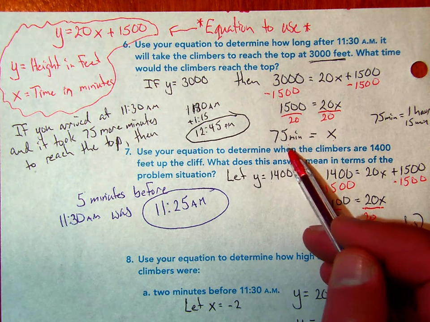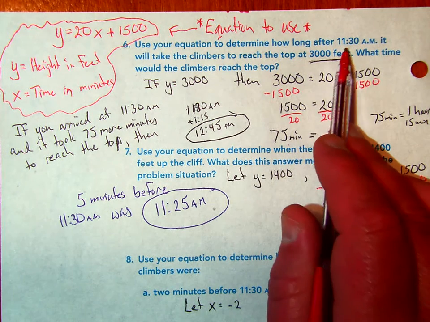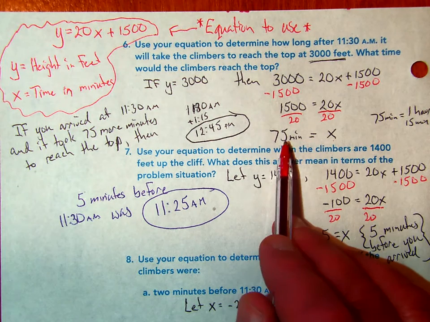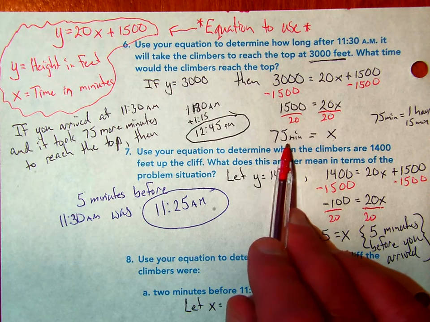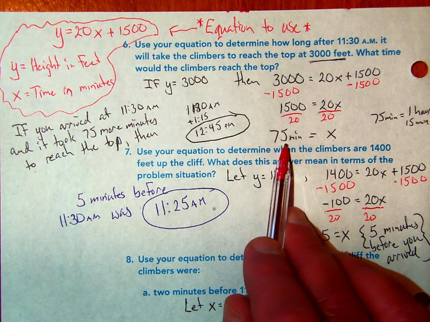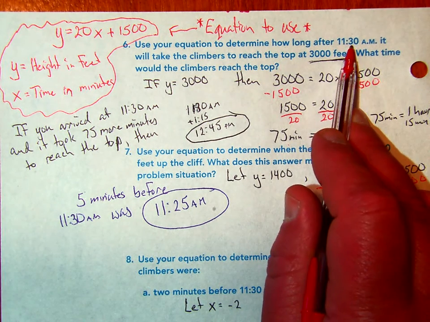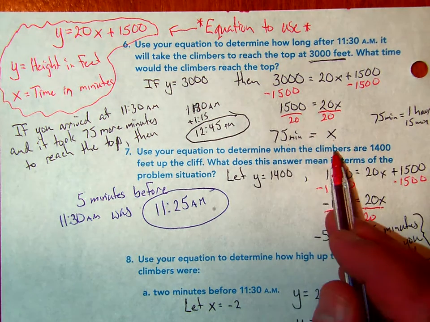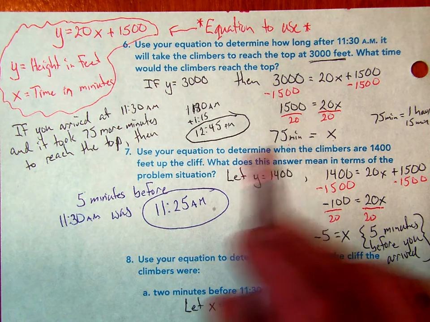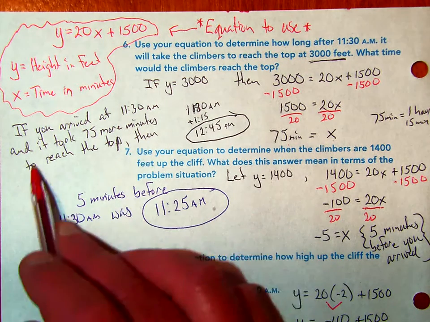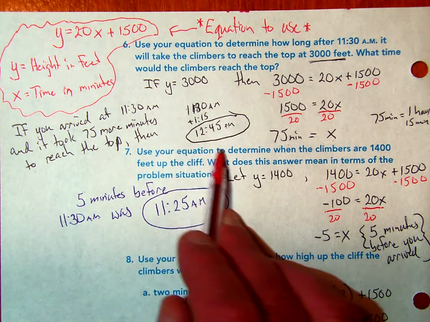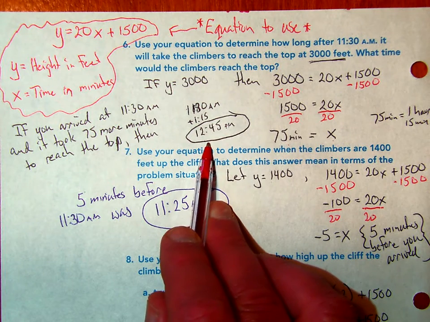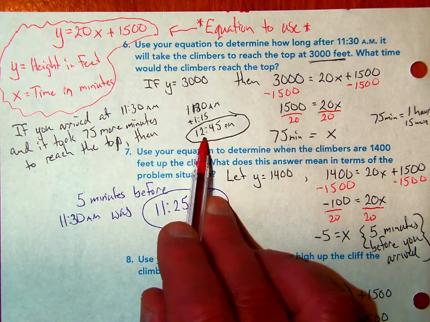So from when we arrive at 11:30, 75 minutes later, these climbers reached the top of 3,000 feet. It took 75 minutes to reach the top after we arrived. What time is that? Well, we arrive at 11:30, and 75 more minutes is an hour and 15 minutes. So 11:30 plus an hour and 15 minutes is 12:45 in the afternoon. That's the time the climbers reach the top.